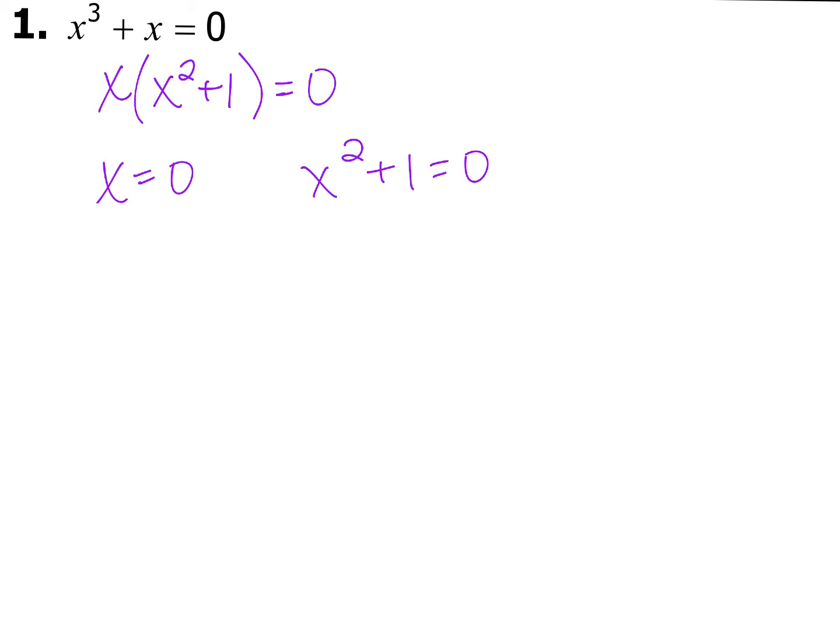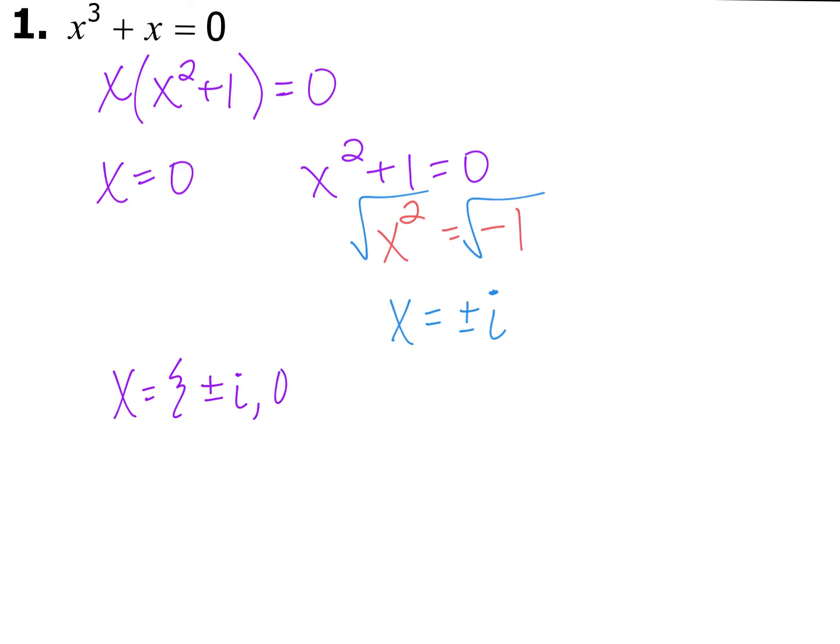We solve the right factor, x squared plus 1, by using square roots. So I get my isolated term of x squared equals minus 1 on the other side. Make sure that you take the square root of both sides. The result of this would then be x is equal to plus or minus i. Remember, the square root of -1 is plus or minus i. Furthermore, my solution would be x is equal to the solution set of plus or minus i and 0.